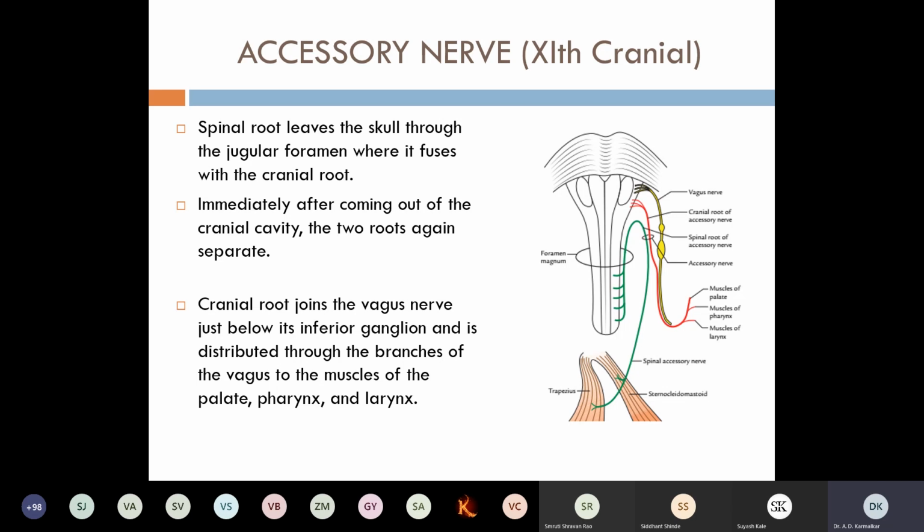Now the cranial root of the accessory nerve is going to join with the vagus nerve, and the spinal root is going to run independently. The cranial root joins the vagus nerve just below the inferior ganglion, and it is going to distribute through the branches of the vagus nerve to the muscles of the soft palate, pharynx, and the larynx.